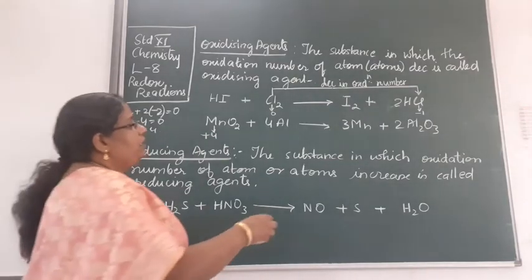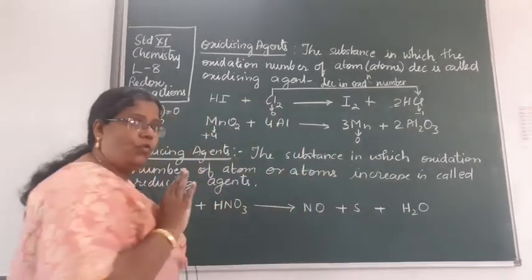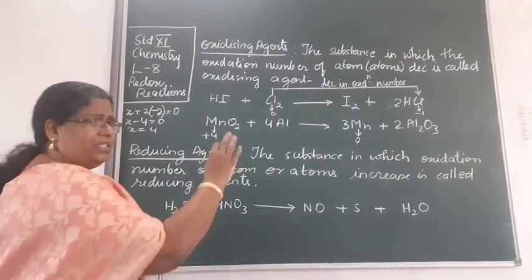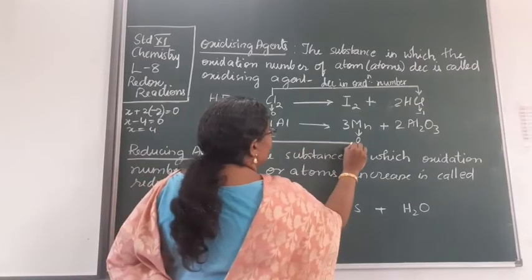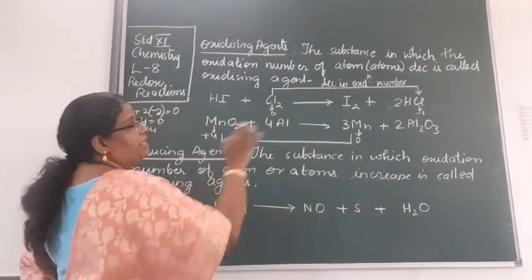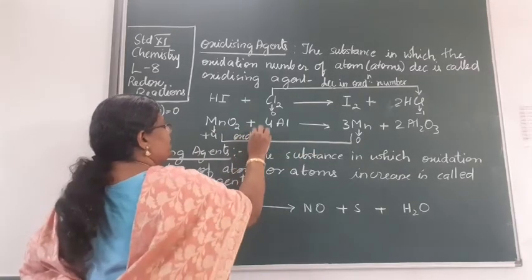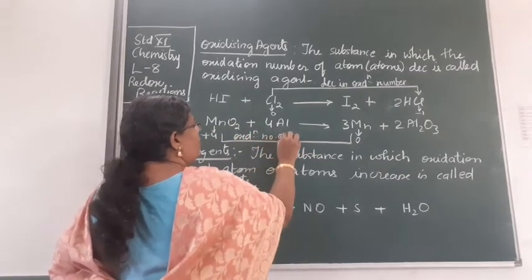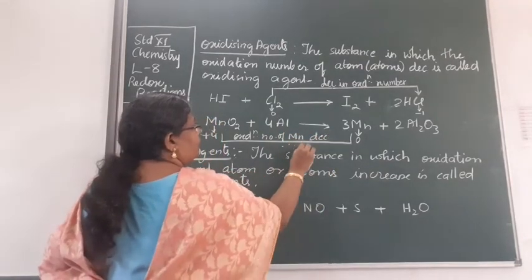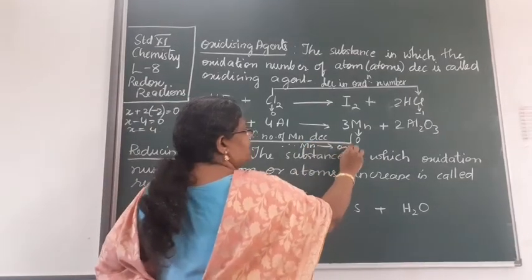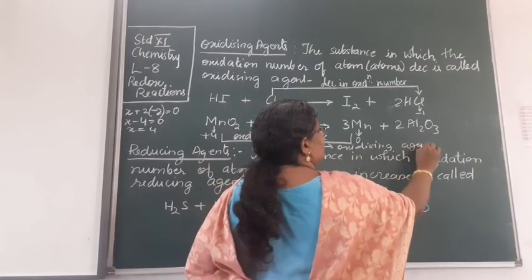ठीक है. While when I come here, what is the oxidation state of Mn? It is 0 because it is in the elemental form. So, you can find here that the oxidation number of Mn decreases from +4 to 0. So, what is it? Oxidation number of Mn decreases. Therefore, Mn is the oxidizing agent.